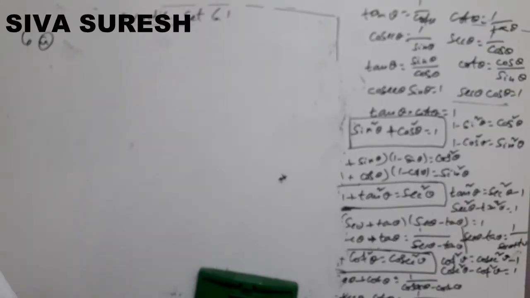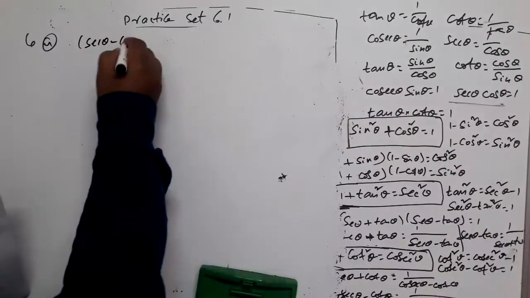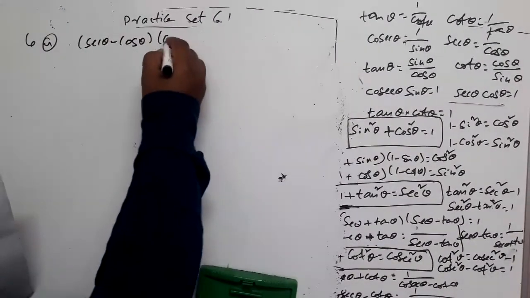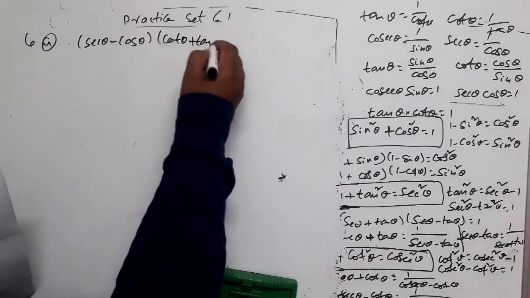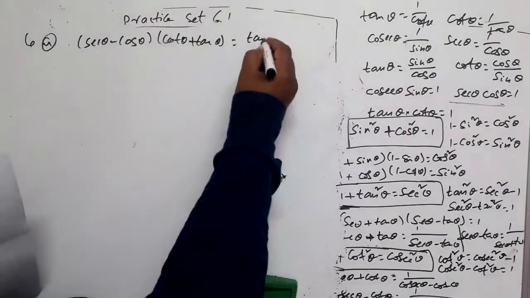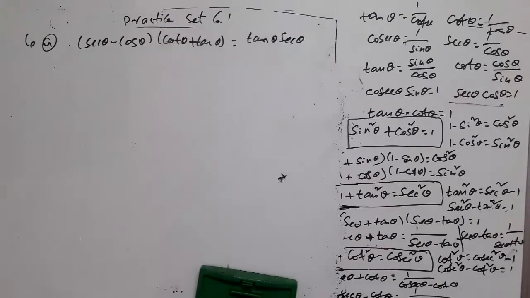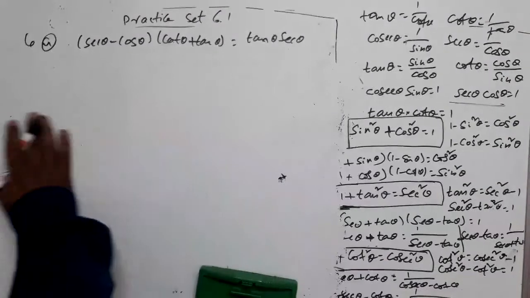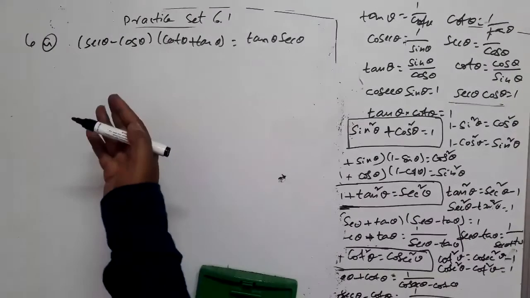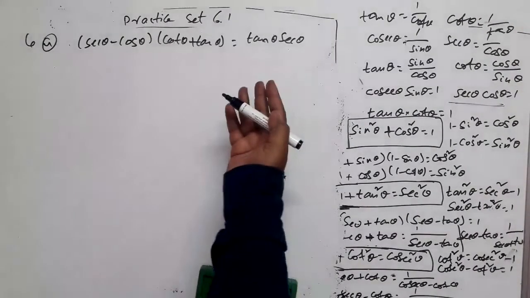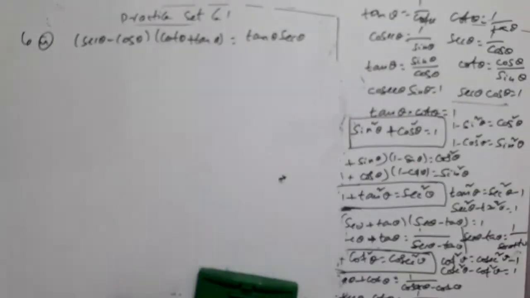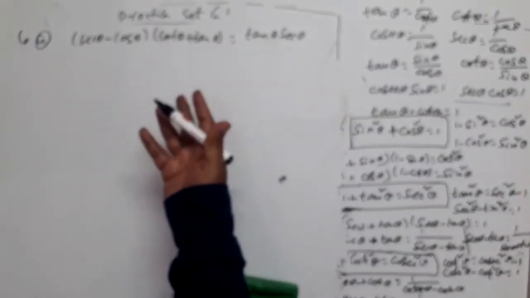What is the fourth bit? Prove that secant theta minus cos theta multiplied by cot theta plus tan theta is equal to tan theta multiplied by secant theta. That's the question. How shall we proceed? Left hand side contains the product of two terms. Right hand side is simply tan theta multiplied by secant theta. So you have got the idea: let us start at the left hand side part, simplify or modify, and let us bring the right hand side part.